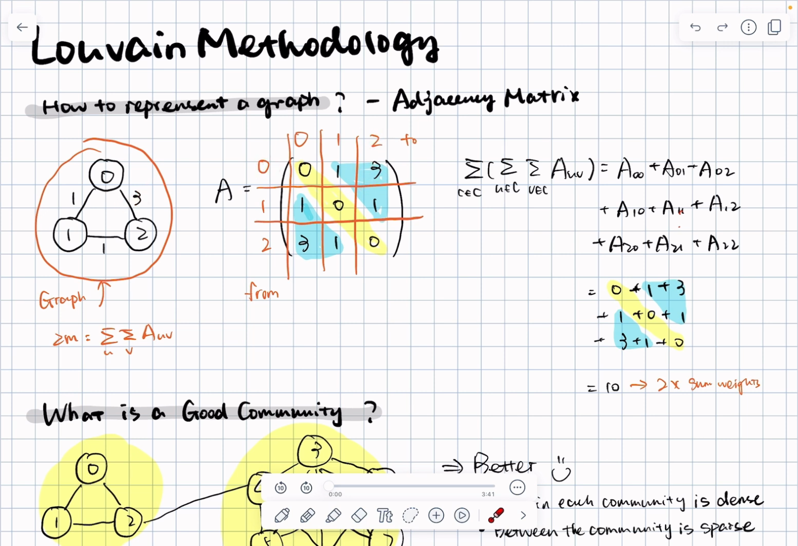Then we add up all the values in the matrix. It turns out to be double the edge weights. We call it 2m. So in this example, 2m is 10.